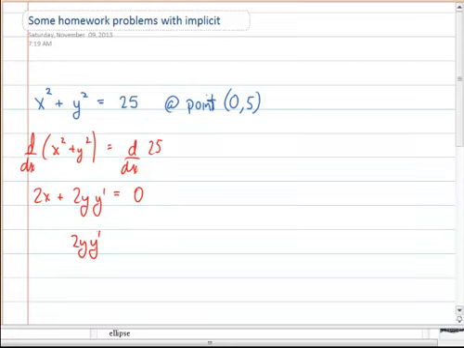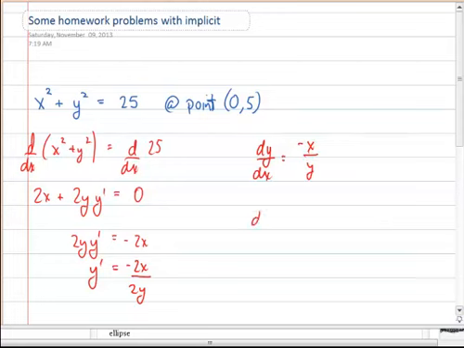So I'll just leave 2y y prime on one side. I'll subtract over the 2x. And now I divide both sides by 2y. The 2's cancel, and my derivative is equal to negative x over y. So if you want to know what the slope is, I'm sorry, I switched back to the dy dx notation. I'll just write y prime again is equal to negative x over y.